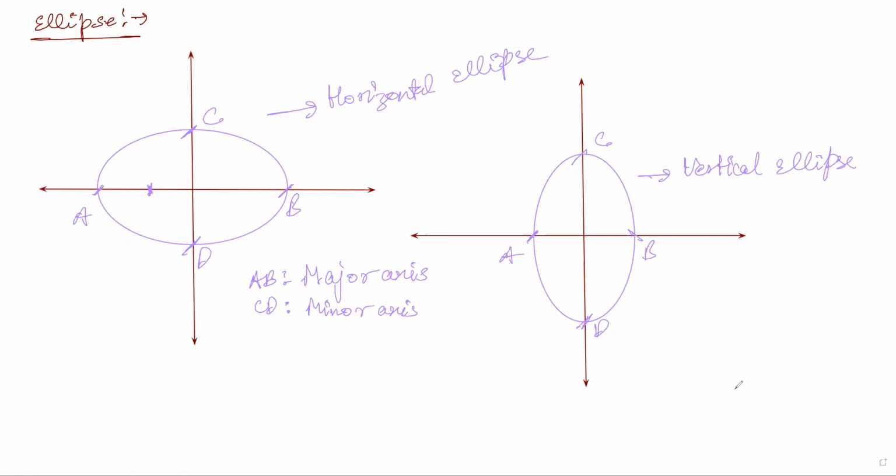Similarly, can you tell me what is the major axis in case of vertical ellipse? What are the axes in vertical ellipse? पहले तो ये बताओ कौन कौन सी दो एक्सिस हैं यहाँ पे? Sir, CD and AB. AB and CD, correct. Now, which one is major axis and which one is minor axis in this case? Sir, major is CD and minor is AB. Correct. So AB is minor axis in this case, and CD is major axis in this case.